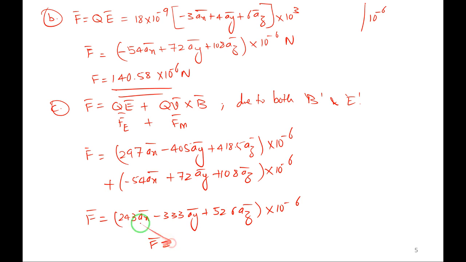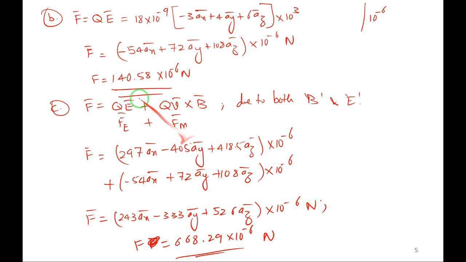So find out the magnitude under root of this square plus this square plus this square, right? 10 power minus 6 will take care later. So under root of open bracket 243 square plus 333 square plus 526 square, close bracket. So I am getting 668. 10 power minus 6 will take it, 668.29 into 10 power minus 6 newtons. This is the magnitude. Don't put vector here, right? This is newtons.